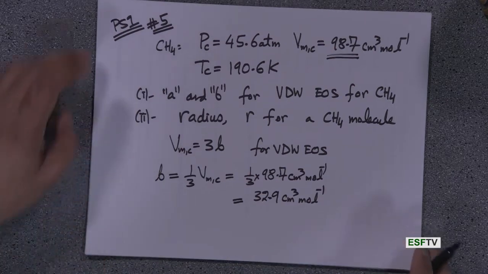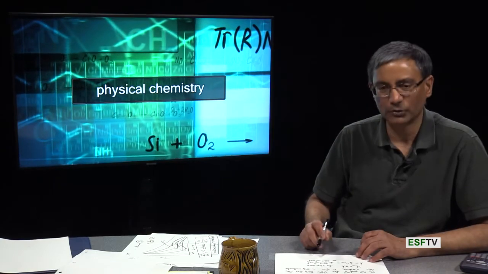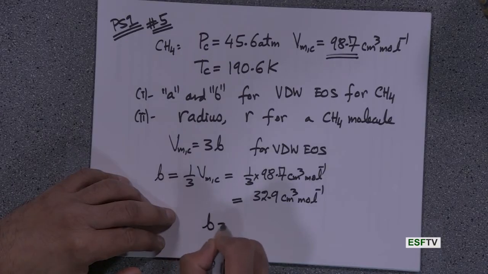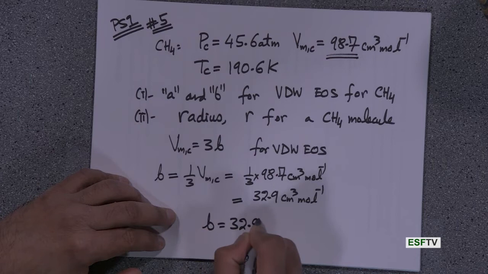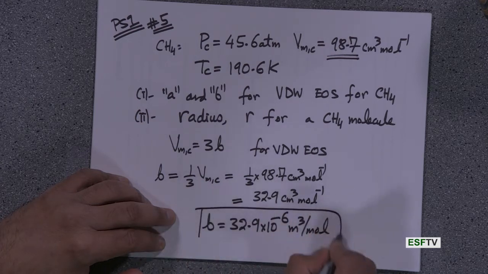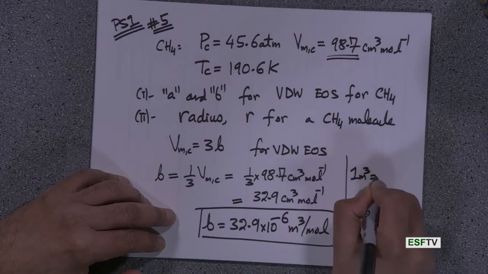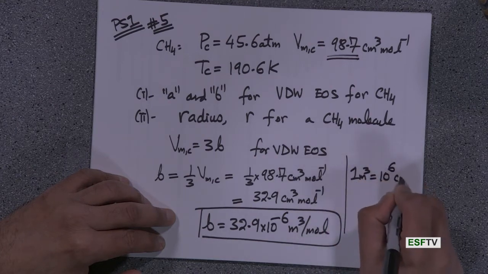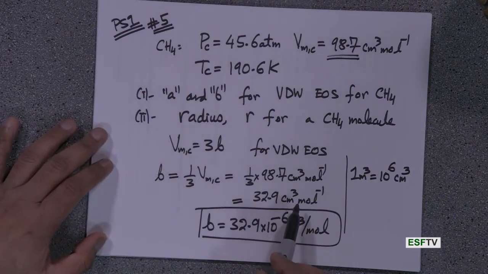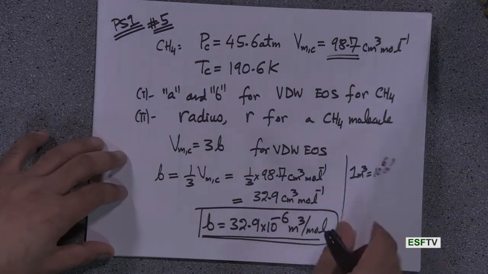But let's say I like using metric SI units, I don't like the centimeter cube, I want to convert this to cubic meters. This is the same as 32.9 multiplying 10 raised to the minus 6 cubic meters per mole. Why so? Because 1 cubic meter is 10 raised to the power 6 cubic centimeters. So many cubic centimeters is this 10 to the negative 6 cubic meters per mole. Okay, we got B. How about A?